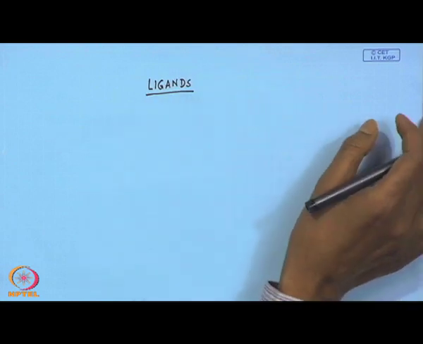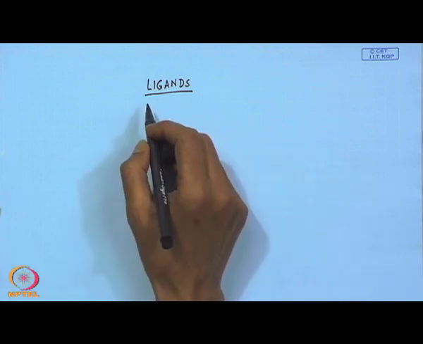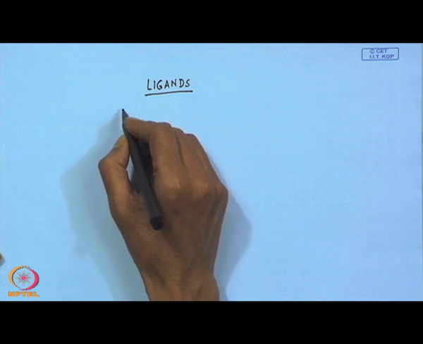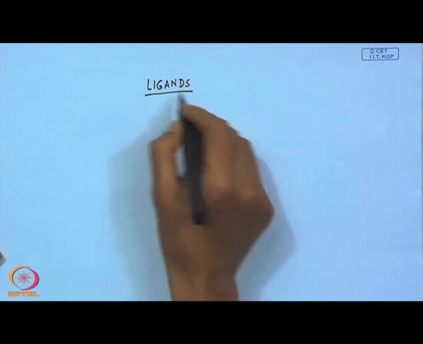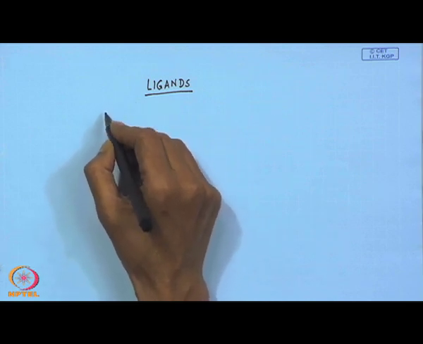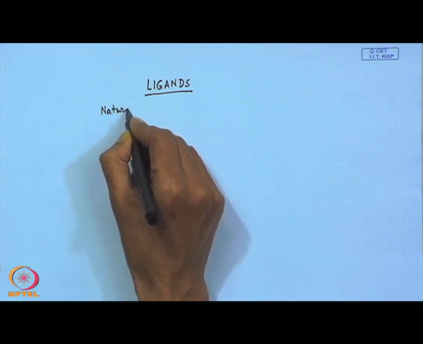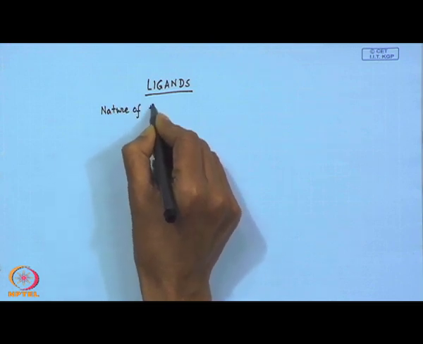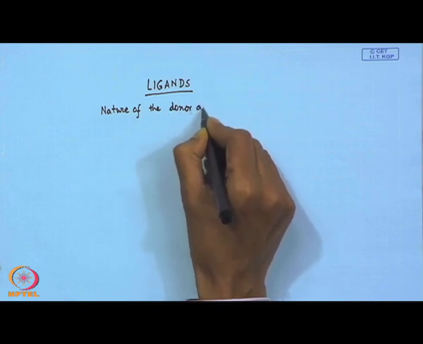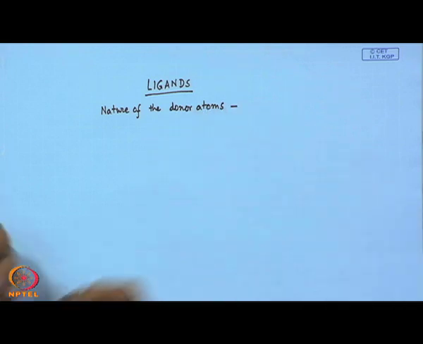In the first part we have seen how we can classify the different ligands in terms of their denticity, that means the number of donor atoms. Now we will see that these ligands can be further classified in terms of the nature of the donor atoms, which is very important.